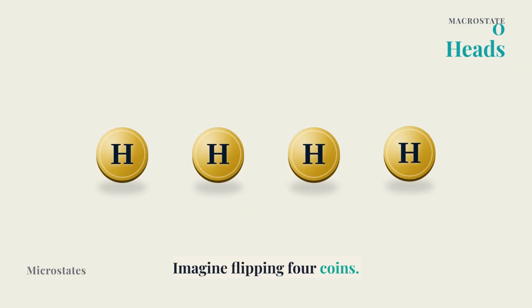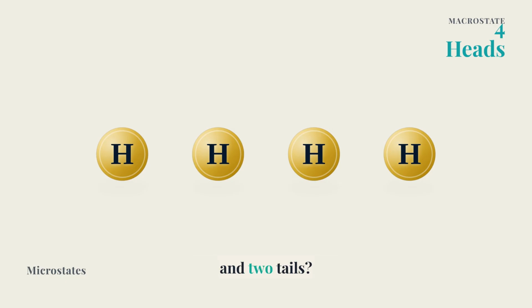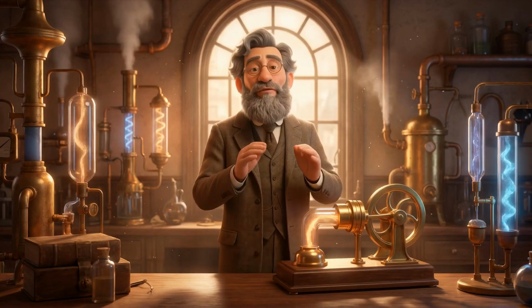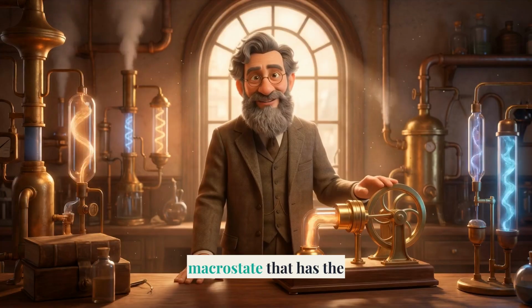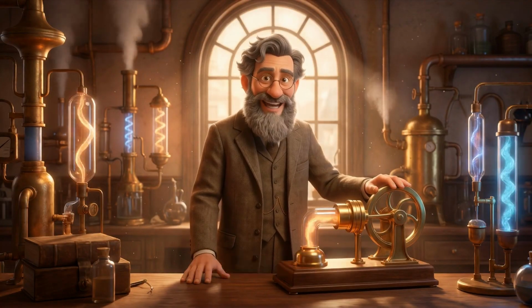Imagine flipping 4 coins. Getting 4 heads is one microstate, but getting 2 heads and 2 tails? There are 6 different ways that can happen. Nature doesn't have a preference for order or messiness. It simply favors the macrostate that has the most possible microstates. The most probable state is what we see.